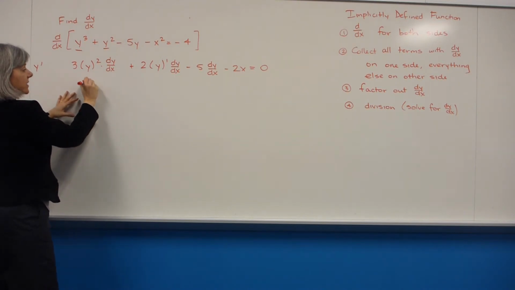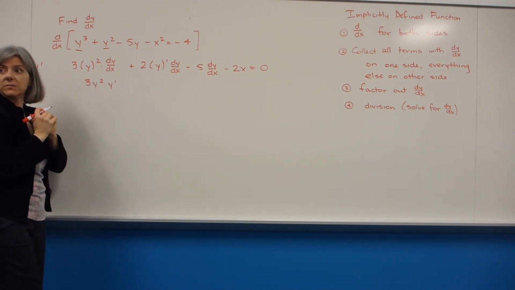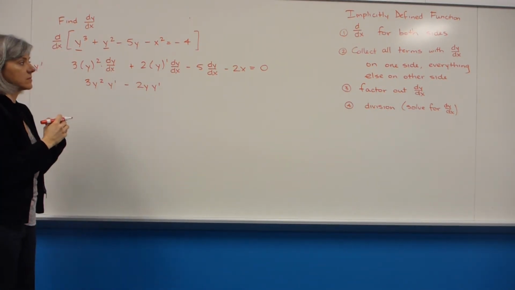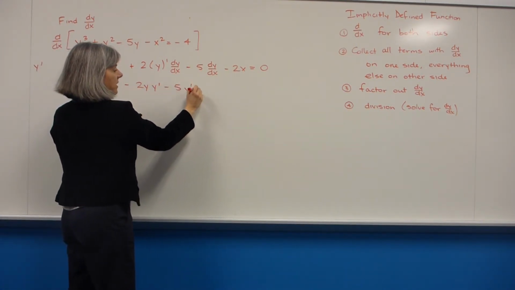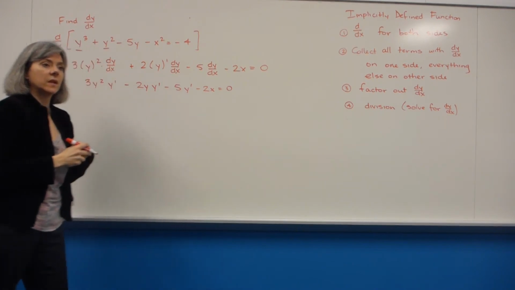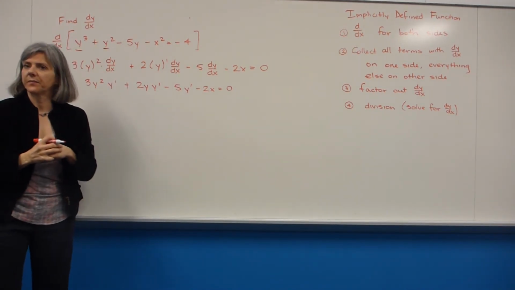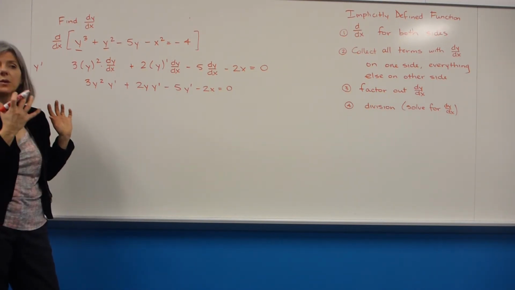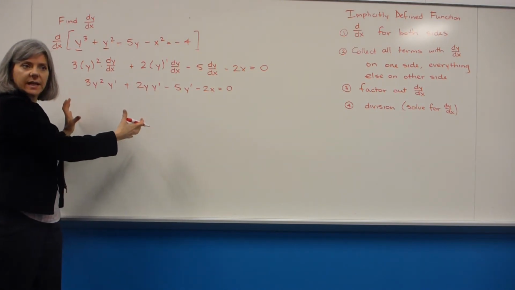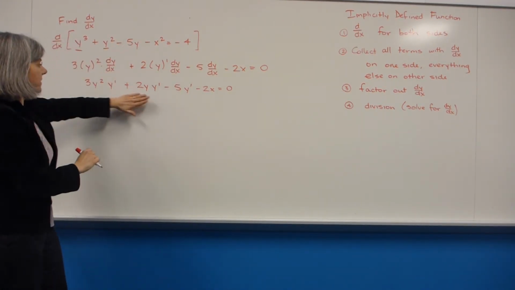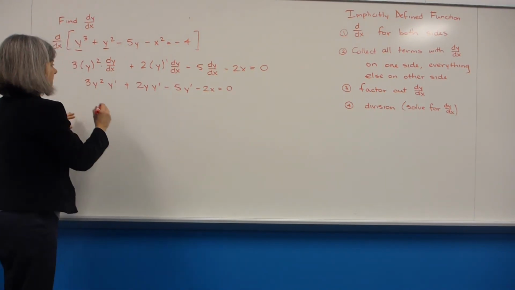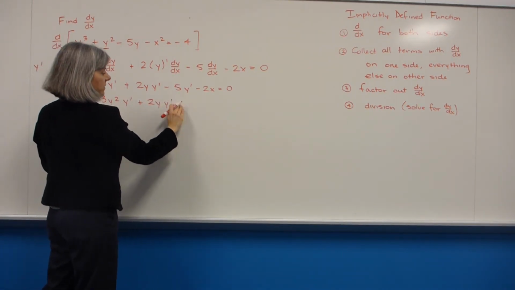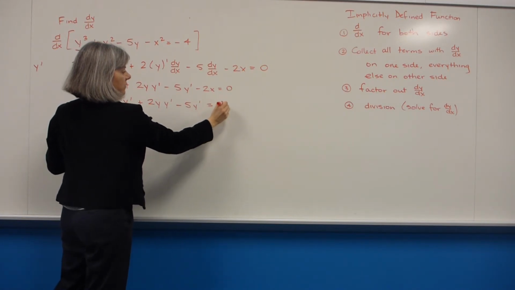So as I'm rewriting this, I'm going to write 3y squared y prime. Much simpler. Plus 2y y prime. Why do you do minus 2y? Oh, it should be a plus, thank you. Okay, so what am I trying to find? Y prime. So I need to get everything that's y prime on one side, everything else on the other side. So 3y squared y prime, plus 2y y prime, minus 5 y prime, equals 2x.